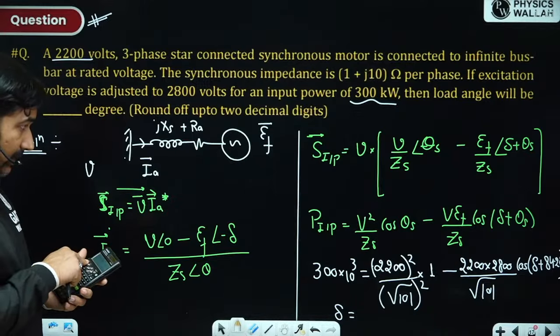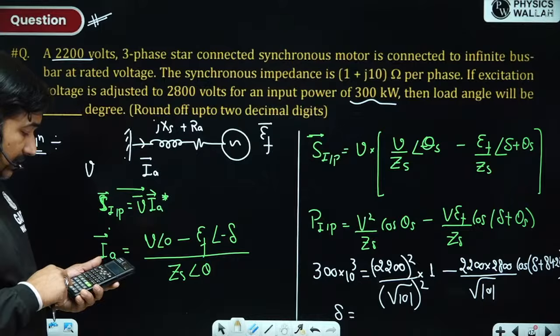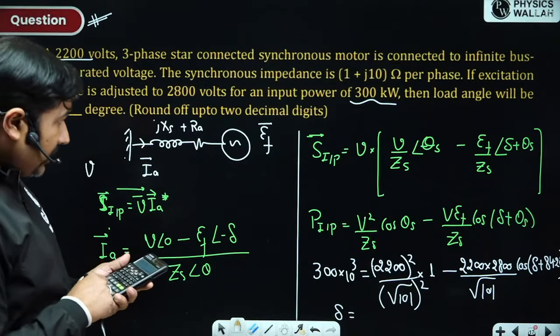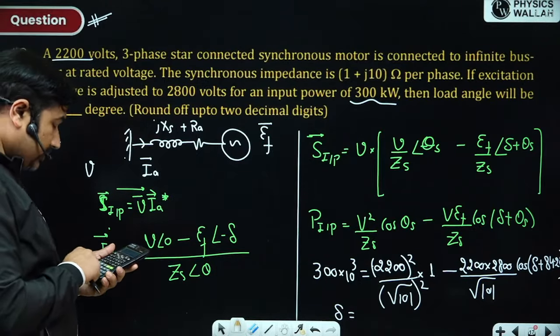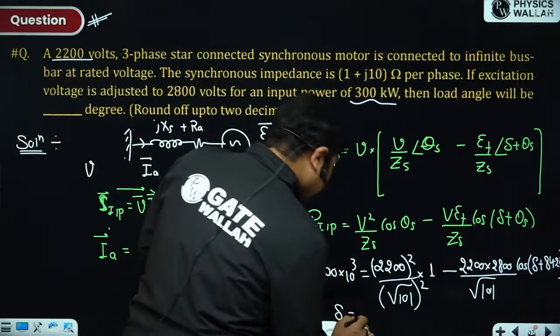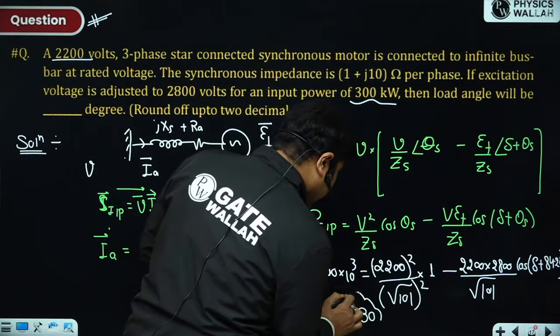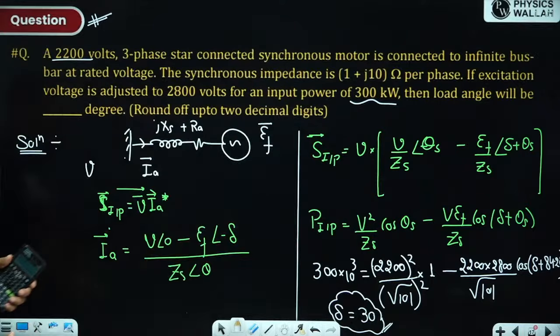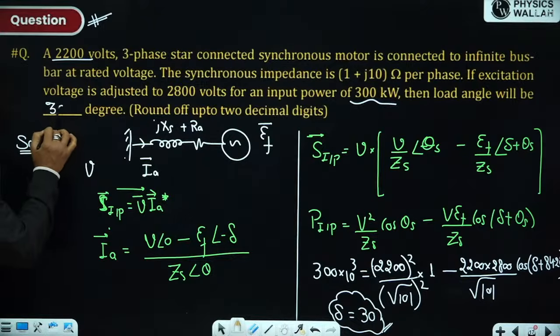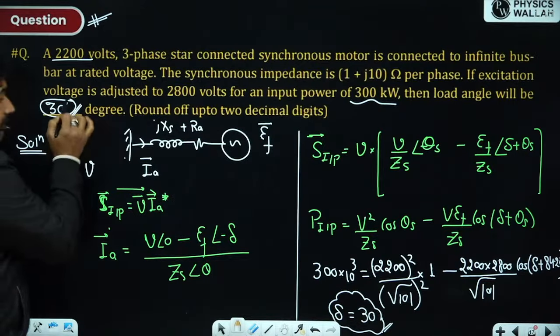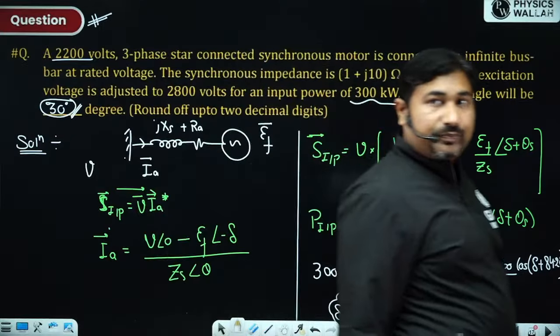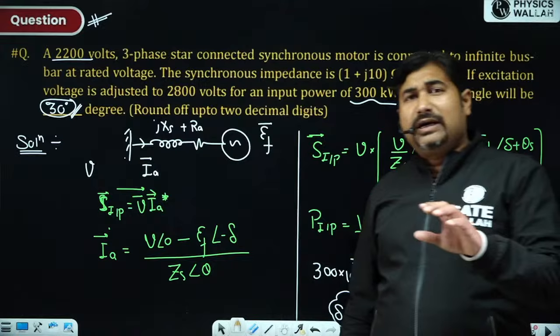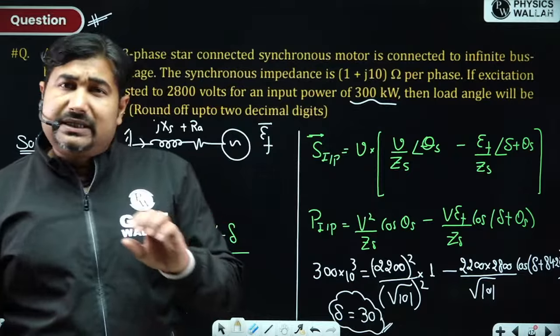Okay, cos inverse answer, 114 minus 84.28. So we are getting the exact value as 30 degrees. How many of you are able to understand how to solve this question? Yeah, 29.97 is okay, it is in the range.